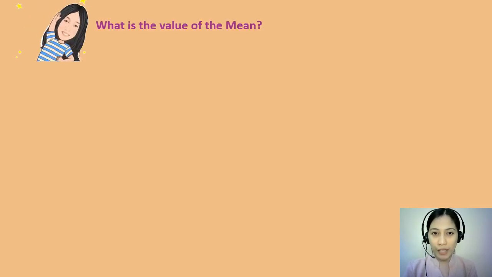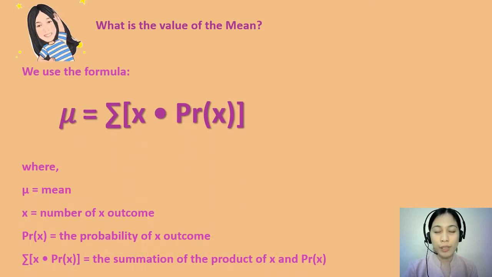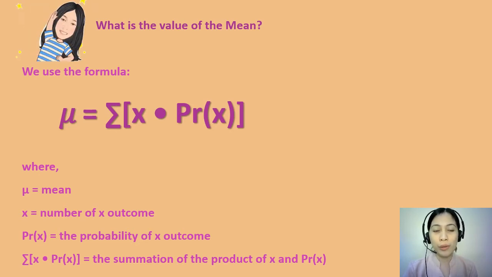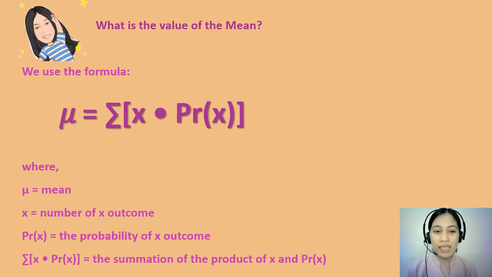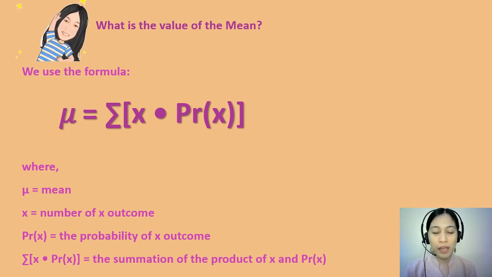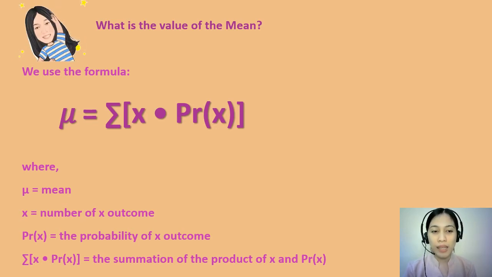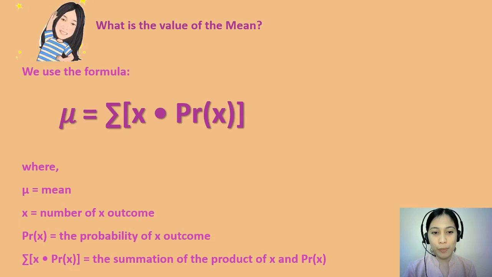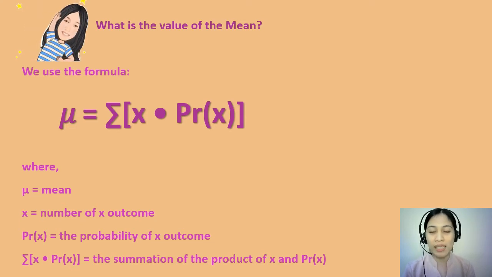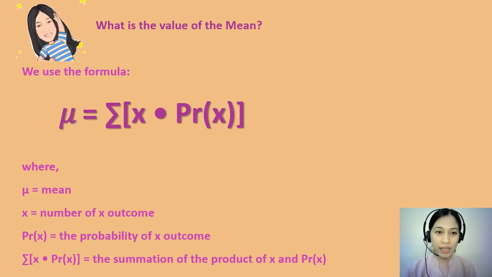So what is the value of the mean? We use the formula mu is equal to the sum of x times probability of x, whereas mu is equal to the mean, x is the x outcome, P(x) is the probability of the x outcome, and the sum of all x times its probability would be the summation of the product of x and its probability.